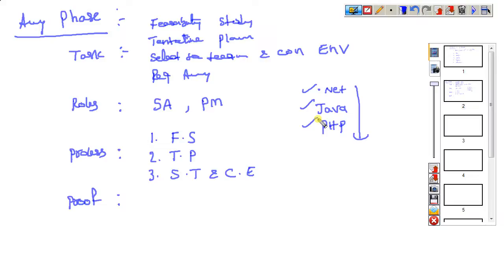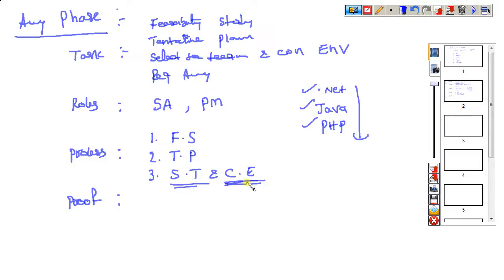We need to select the best technology here. Select the technology and confirm the environment. Which technology is best to develop this project, we can analyze and mention in this section. We understand technology as .NET, Java, PHP, which is best to write the programming for this project. You are deciding that here.